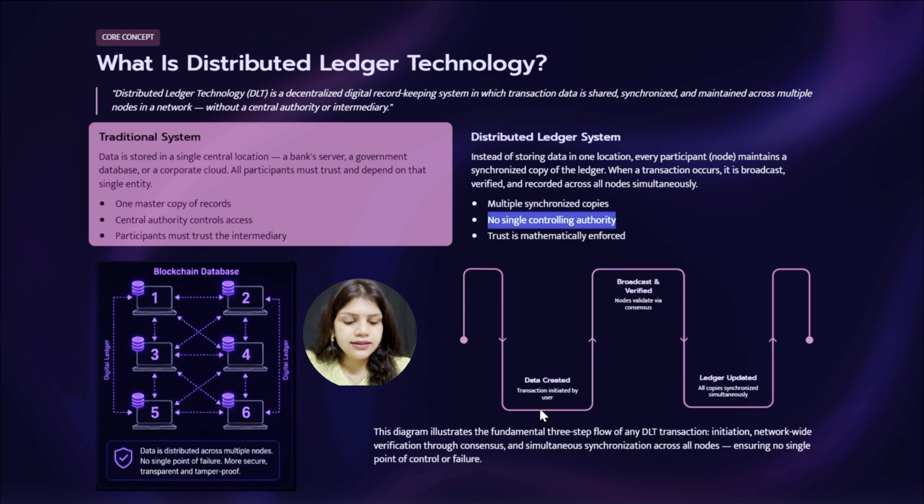Like here, data is created, okay, a transaction has been initiated, then it is broadcasted and verified, and the ledger is updated. Like all the copies of the nodes are synchronized, all are updated whenever a user initiates a transaction and the block is created or the node is verified and validated, all the ledgers of all the nodes in the system have been updated. So that is what distributed ledger technology is.